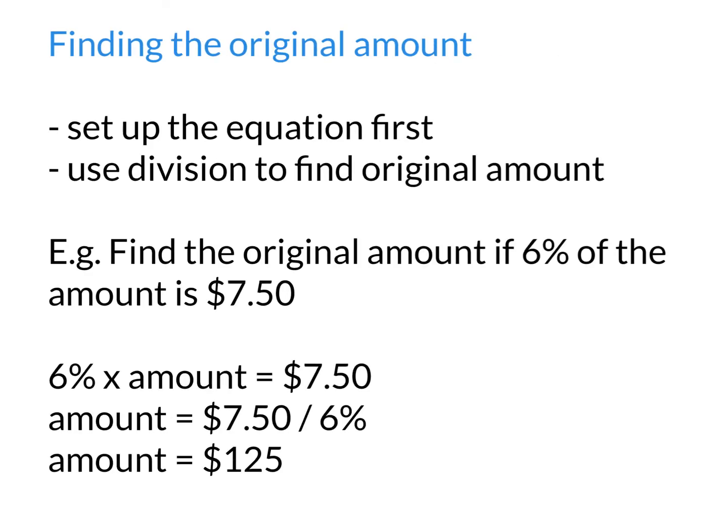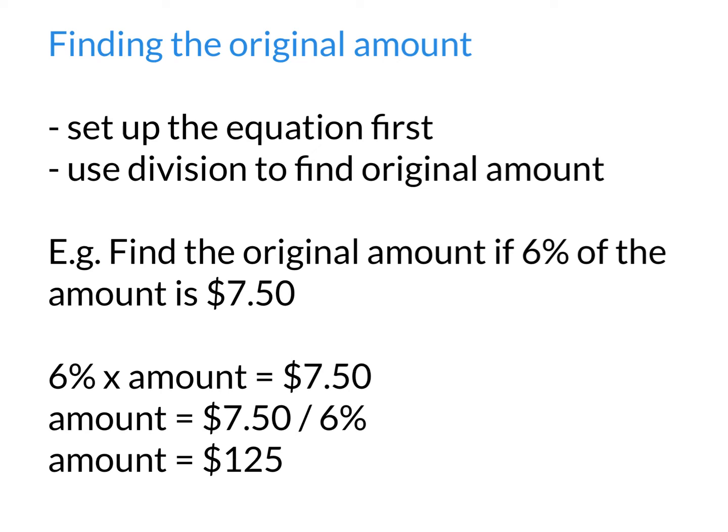So the second thing we're going to look at is finding the original amount. This will require us to work backwards. We're going to know what the end is, and we've got to work backwards to find what the original was. Step one is to set up the equation using the information that's given to you. And step two is that you will use division. Previously we used multiplication, and the opposite of multiplication is division to find the original amount.